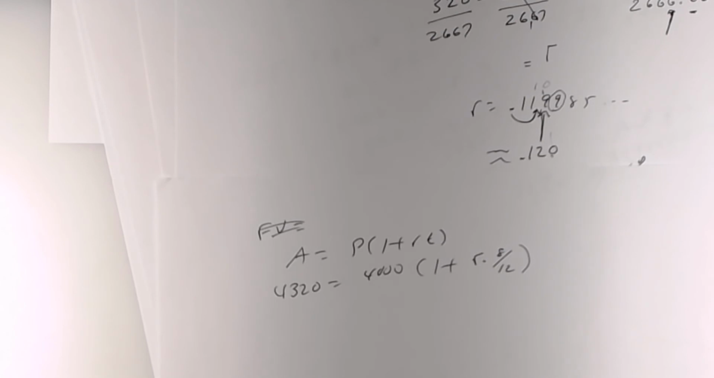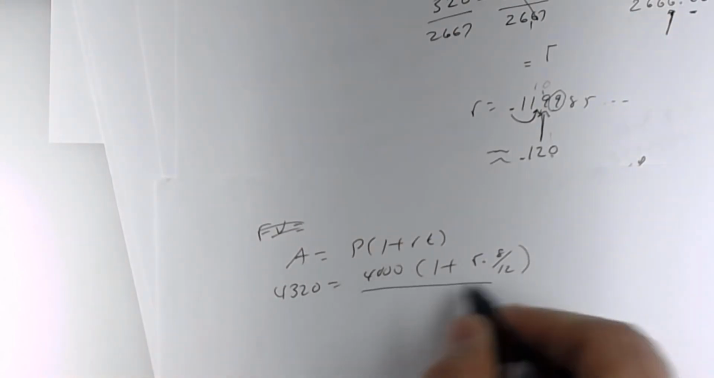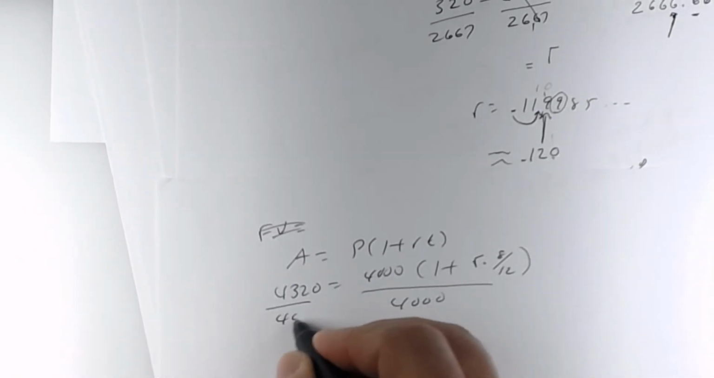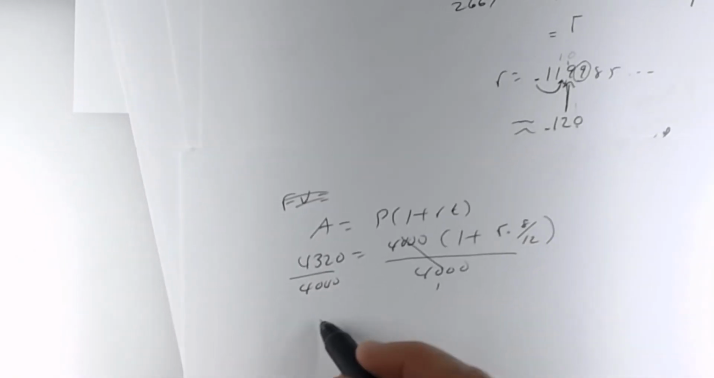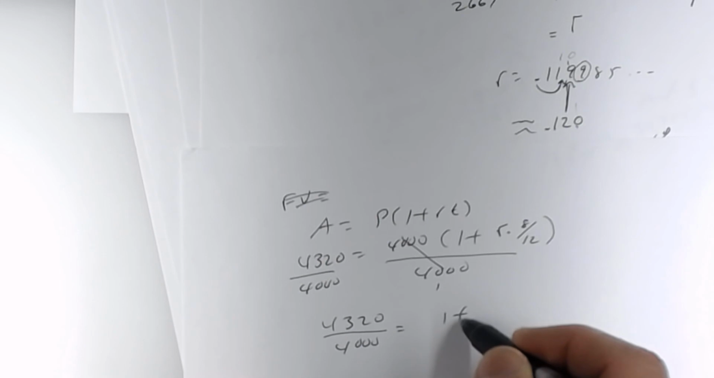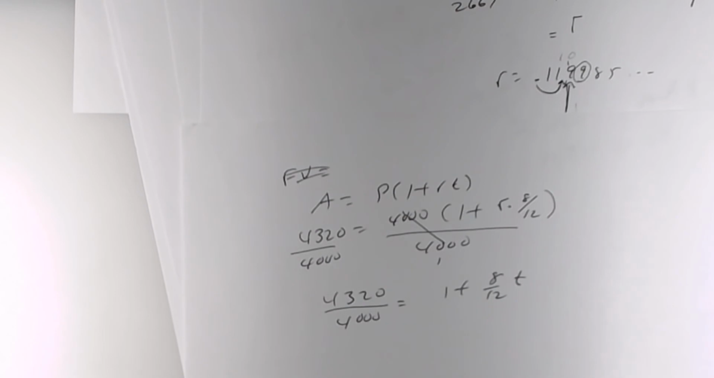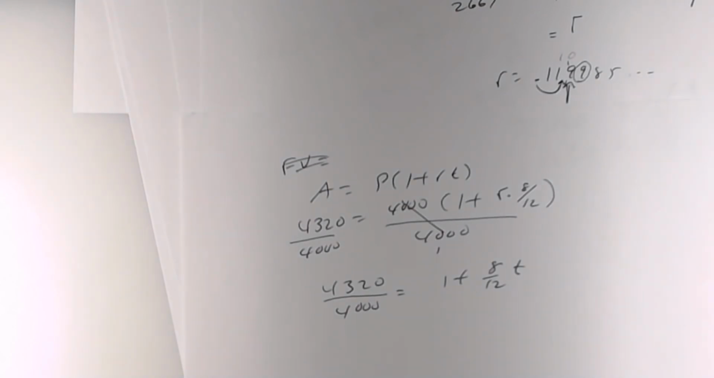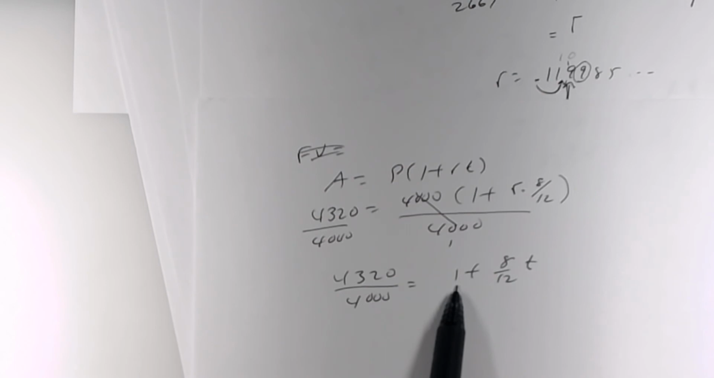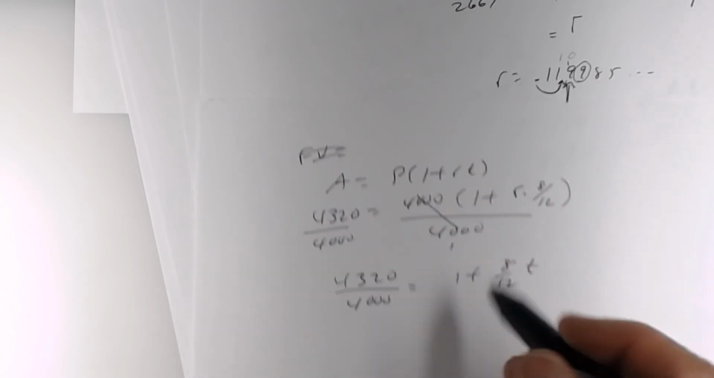Well, if you remember what we did before, what was the first thing we dealt with first? Get rid of the 4,000. So what did I do to remove that 4,000 from there? Divide. And so these divide out, so you get 4,320 divided by 4,000 equals 1 plus 8/12 T. Okay? And then remember the next thing was we subtracted 1. Remember that approach? That was the next thing we did, subtract 1.